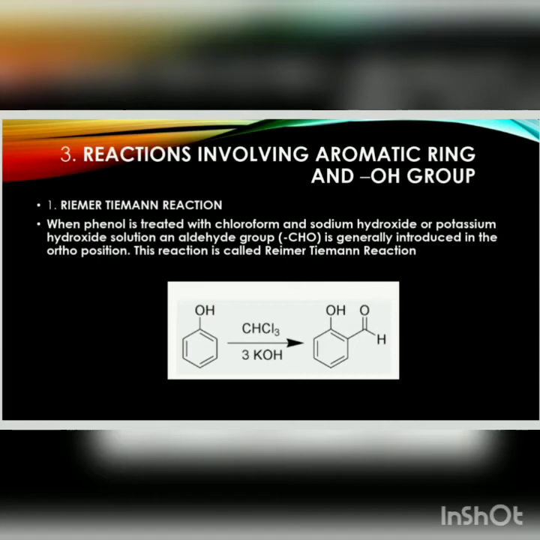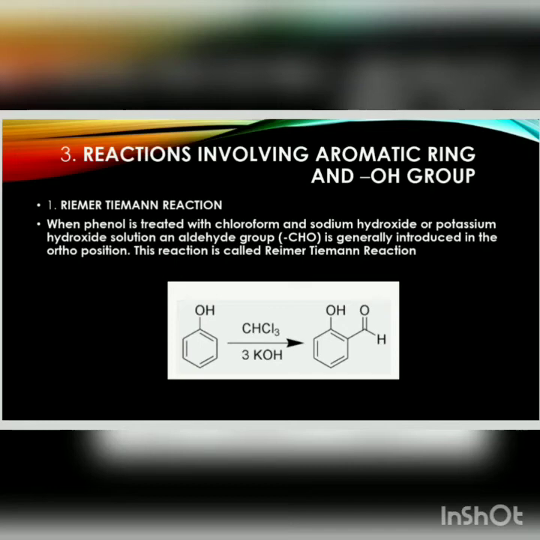So in this we have a number of named reactions. The first one is the Reimer-Tiemann reaction. What is the Reimer-Tiemann reaction? It is when phenol is treated with chloroform in the presence of sodium hydroxide or potassium hydroxide, which is a base, and an aldehyde group, that is CHO group, is generally introduced in the ortho position. This reaction is known as the Reimer-Tiemann reaction.